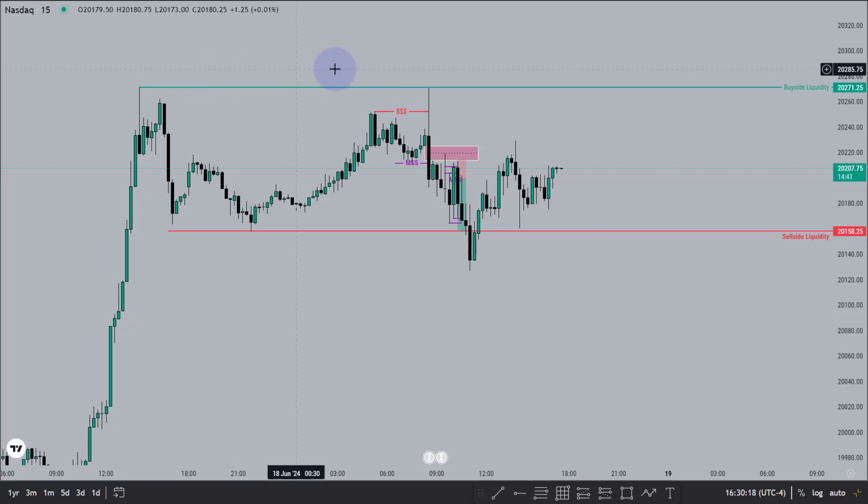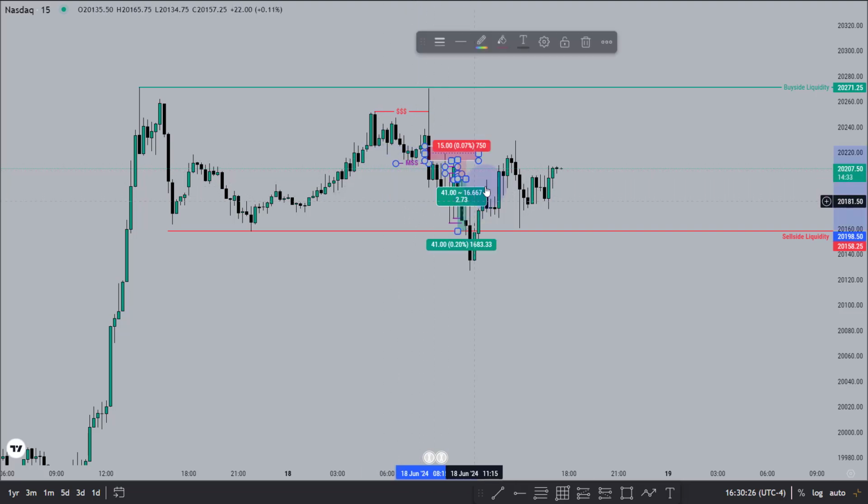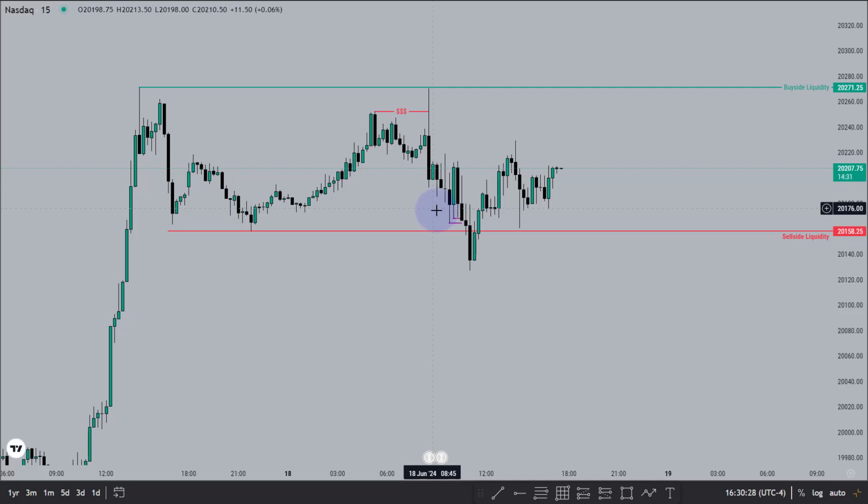I have this high and that high. They are very clean and relatively equal highs. So that is my buy side liquidity. So let me remove all of these things now because they've done their job. I'm going to remove that one and this one. I'll just keep this bearish fair value gap over there. Okay, I'll just keep it.